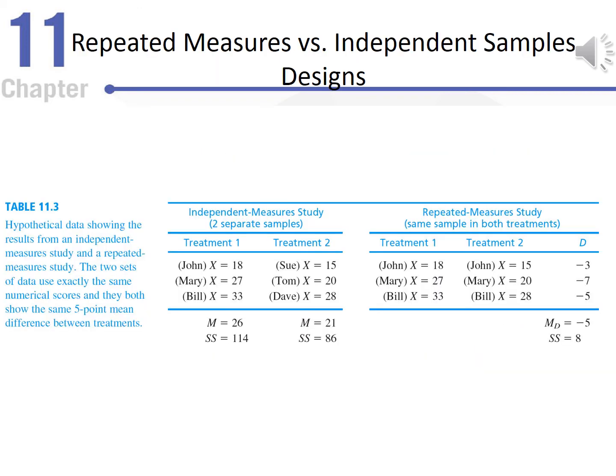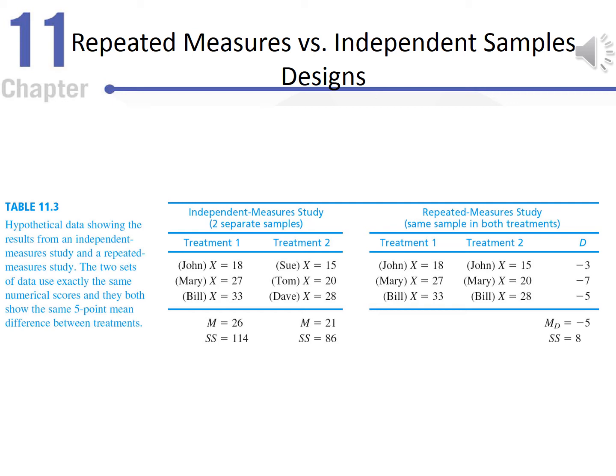To me, this all becomes a lot more tangible when you look at actual data. So I've included an independent measures study. It has 2 separate samples with 3 people participating in treatment 1 and 3 different people participating in treatment 2. And on the right side of the slide, I've included a repeated measures study. It has the same 3 people participating in both treatment 1 and treatment 2.